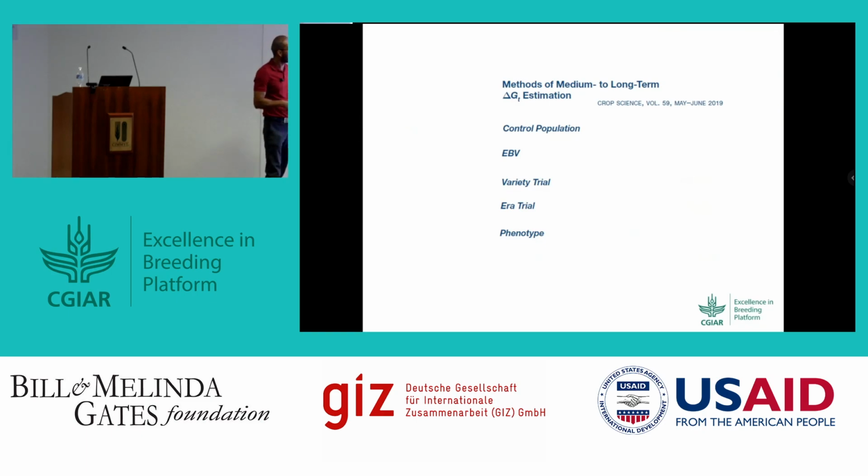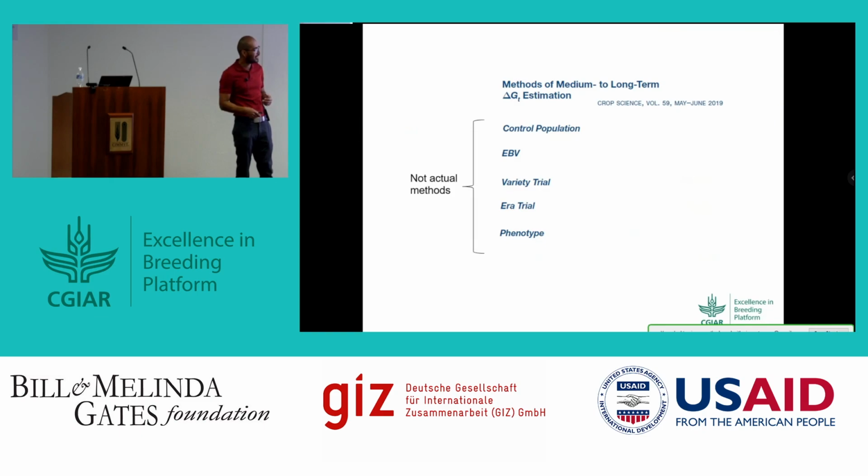But one review that was interesting was talking about the methods to estimate genetic gain. And some of the methods were kind of difficult to follow because they say things like this: control population, EBB, variety trial, error trial, phenotype. But if you started to think a bit more about the topic, we started to realize that these were not actual methods. These were different variables that can affect the estimation of realized genetic gain.